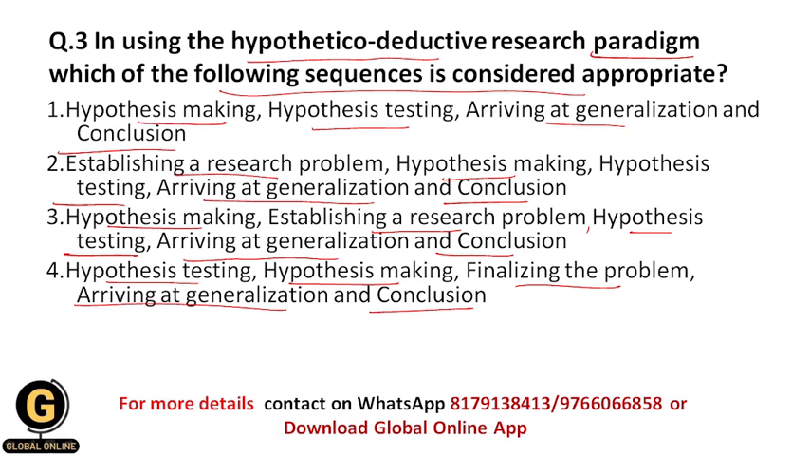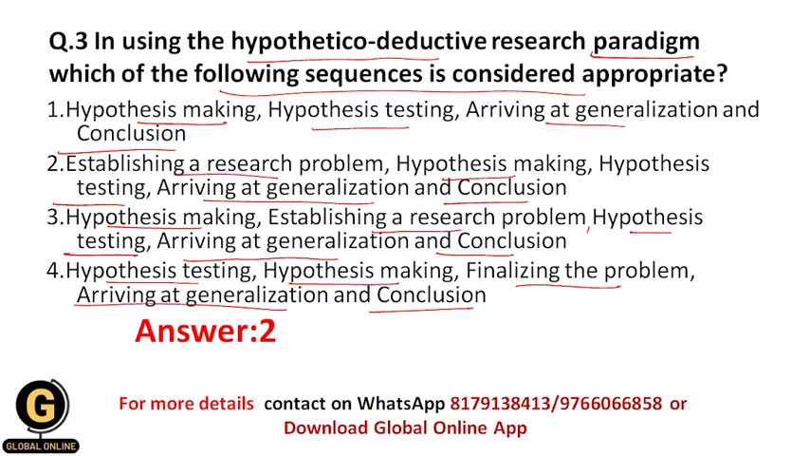Okay, so your correct answer should be 2, because whenever you do any kind of research, your first step should be to establish a research problem. Okay, and that's why you need to identify first of all the research problem, then establish a research problem, then after that formulate a hypothesis, then test a hypothesis, then arrive at generalization, and the last section will be the conclusion.